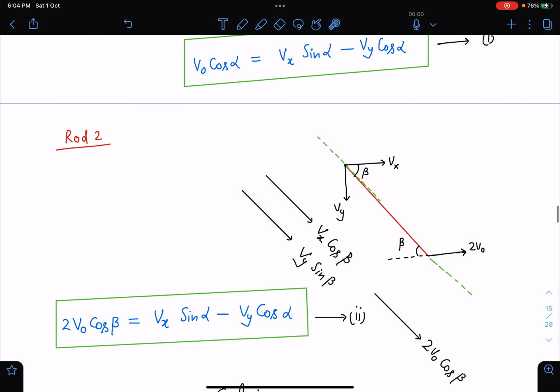Similarly, I can take rod 2, and this end is moving this side with the velocity of 2V naught, and this angle is beta. This horizontal component is Vx and this is Vy. So I can write along the line joining, 2V naught cos beta is equal to Vx cos beta, and this is also having the same direction, by the way. So component of Vx in this direction is Vx cos beta, Vy sin beta, and that must be equal to 2V naught cos beta. So 2V naught cos beta is equal to Vx cos beta plus Vy sin beta. Here the plus sign should come.